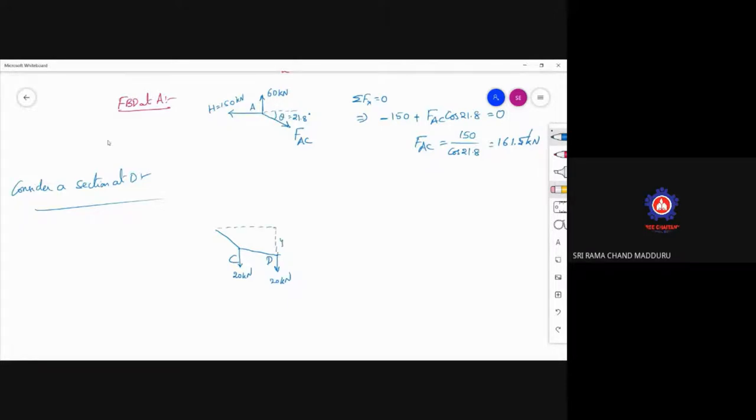So this is YD. This distance is 2 meters. This distance is 2 meters. This is A. A force of VA is acting. A force of H is also acting, which is 150 kilonewtons, and this is 60 kilonewtons. Now, taking moment about D, sigma M about D is equal to 0: plus 60 into 4 minus 150 into YD minus 20 into 2 is equal to 0. Tell me the value of YD here.